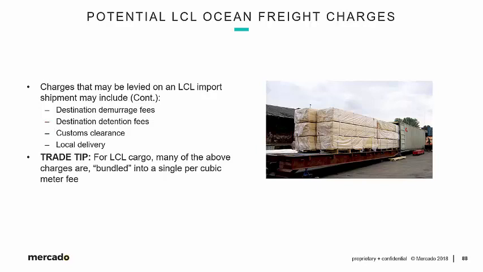As a trade tip, for LCL cargo, many of the above charges are bundled into a single per cubic meter fee. So if a fee is $100 weight or measure per cubic meter, some, not all, but some of these charges are going to be put all together. So there isn't a huge laundry list of charges for an LCL shipment. What we're going to say in just one second is be careful about the real definition of the word bundled.